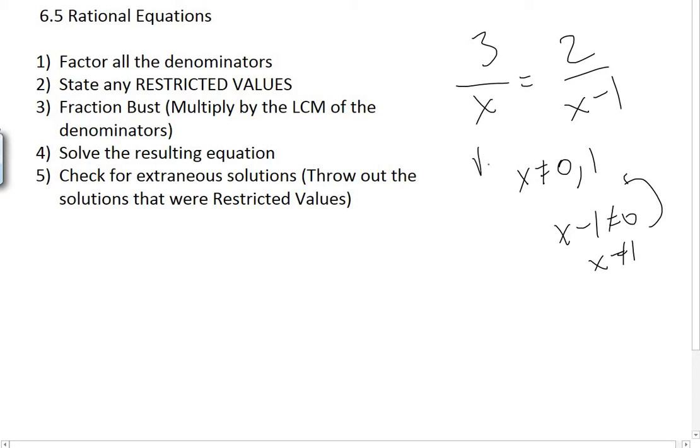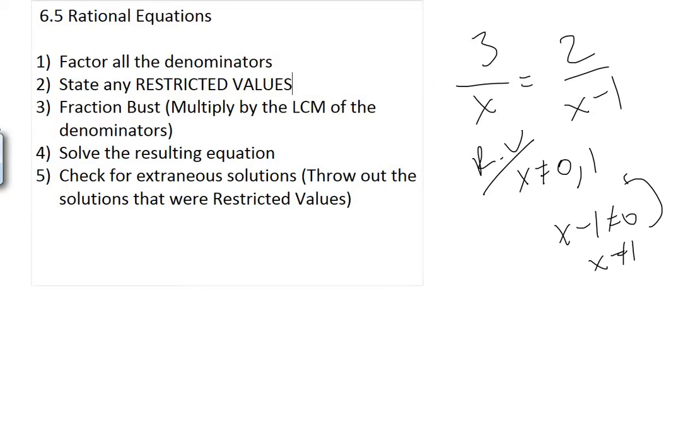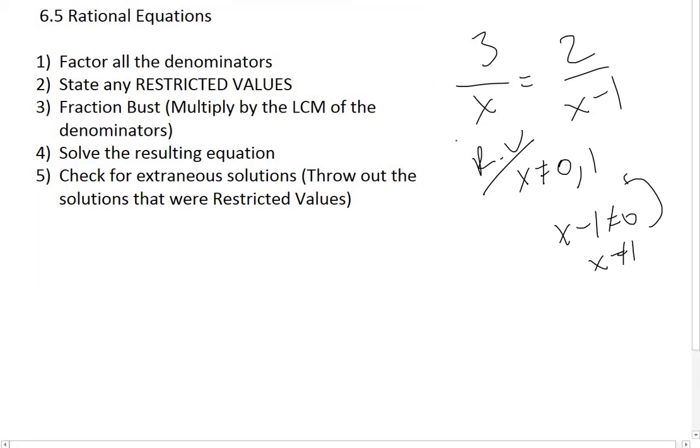But these are the restricted values. These are the numbers that I can't get when I get my answers. I haven't actually talked about how to solve this equation here. I'm just saying that these are the values of the variable that I can't get outright. All right, I can't get x equals 0 or x equals 1. The question is then, how do I actually solve it?